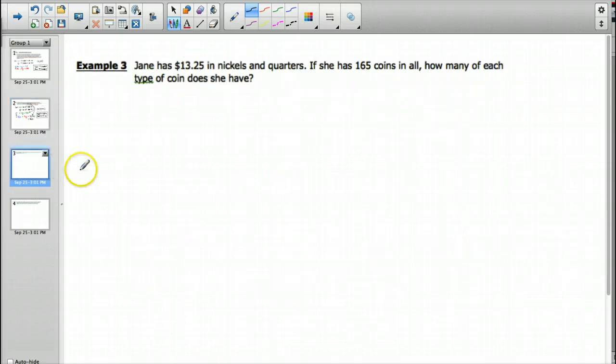Okay, for example 3, we have Jane. She has $13.25 in nickels and quarters. We know she has 165 coins in all. We want to know how many of each type of coin does she have.